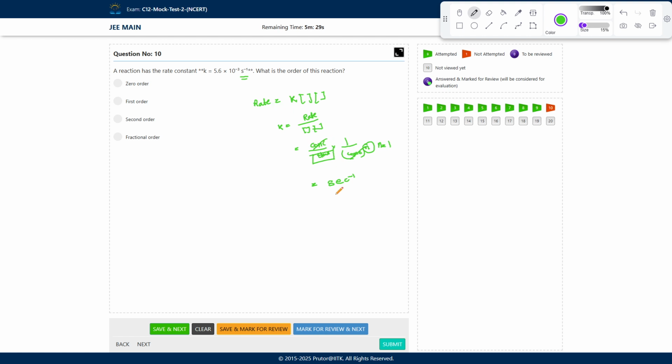Okay, this is how you can determine the unit of the rate constant, and from the unit of the rate constant you can determine the order of the reaction, because they are interrelated. So here if you put n equals 1, the concentration term will cancel out, time will only remain in the denominator, which will go to the numerator, become second inverse, and the rate constant has this unit of second inverse. That means the order of the reaction is n equals 1, that means first order. Hence the correct answer is first order, the second option.